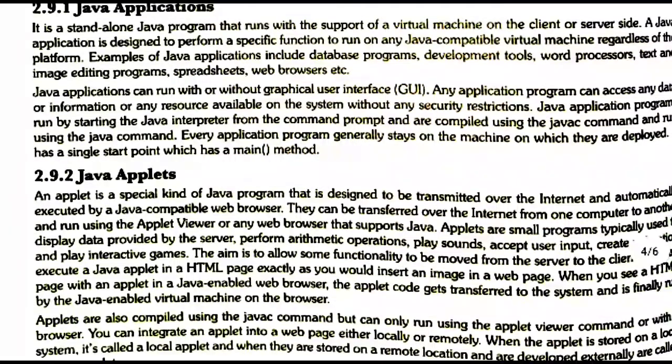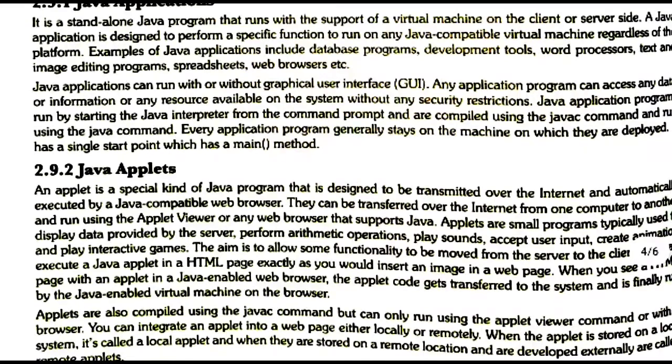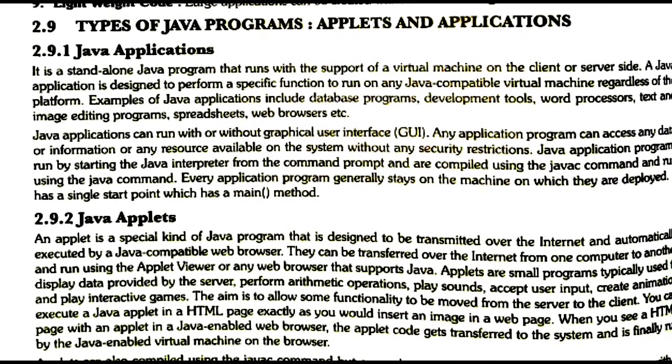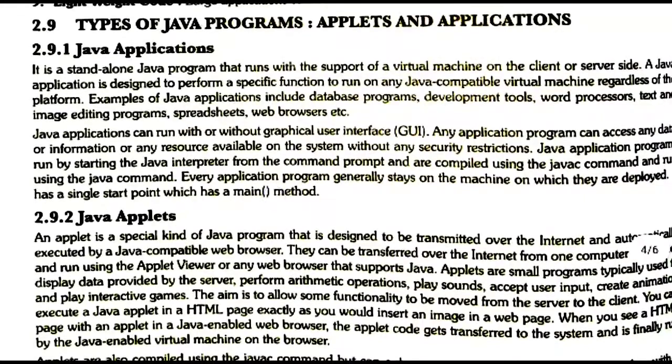Generally the Java applications have a graphical user interface. You can see options on the screen, and some buttons may be there, so you can give commands with the help of that graphical user interface. And every application installed on a computer has a start point which is called the main method. All the applications have a main method inside the program to start that application in the computer.